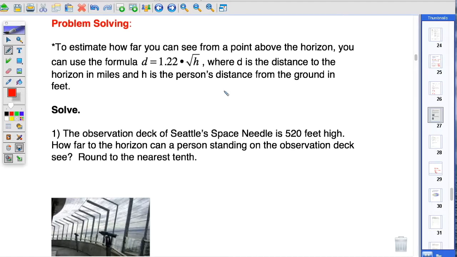Problem solving using a formula and square roots. It says to estimate how far you can see from a point above the horizon, you can use the formula d is equal to 1.22 times the square root of h, where d is the distance to the horizon in miles and h is the person's distance from the ground in feet.